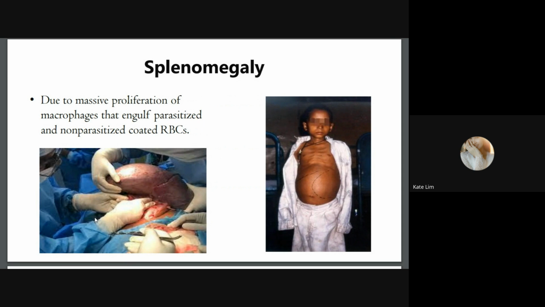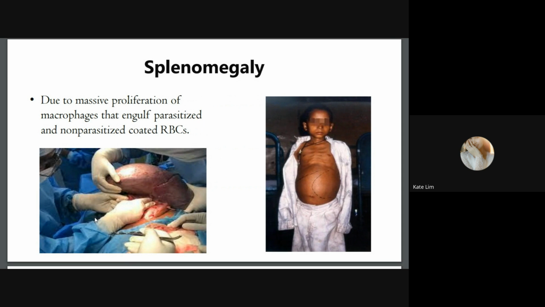So a while ago we have mentioned basic information and context of malaria about the enlargement of the spleen. So basically, class, your splenomegaly happened because of the massive proliferation of macrophages. Why macrophages? Macrophages play a critical role in the immune response by engulfing both parasitized and non-parasitized RBCs.